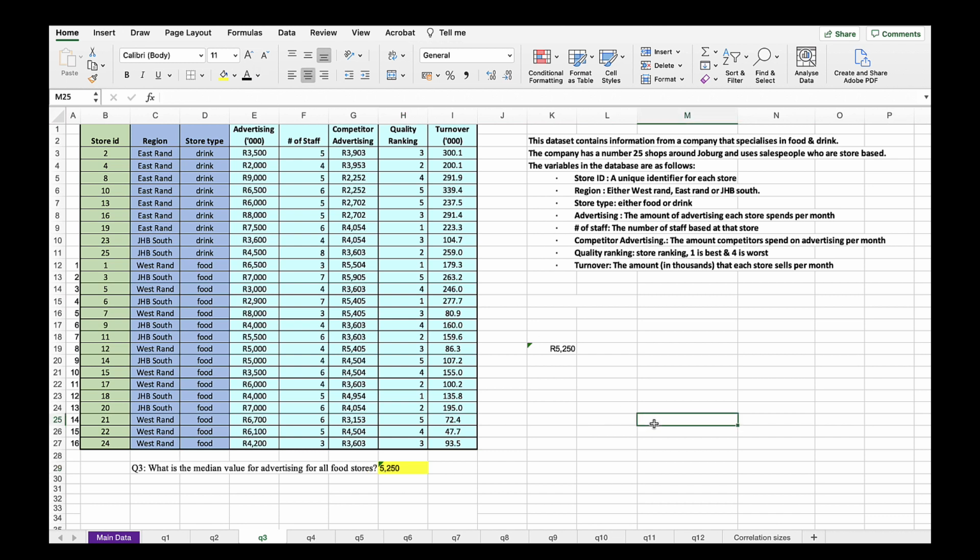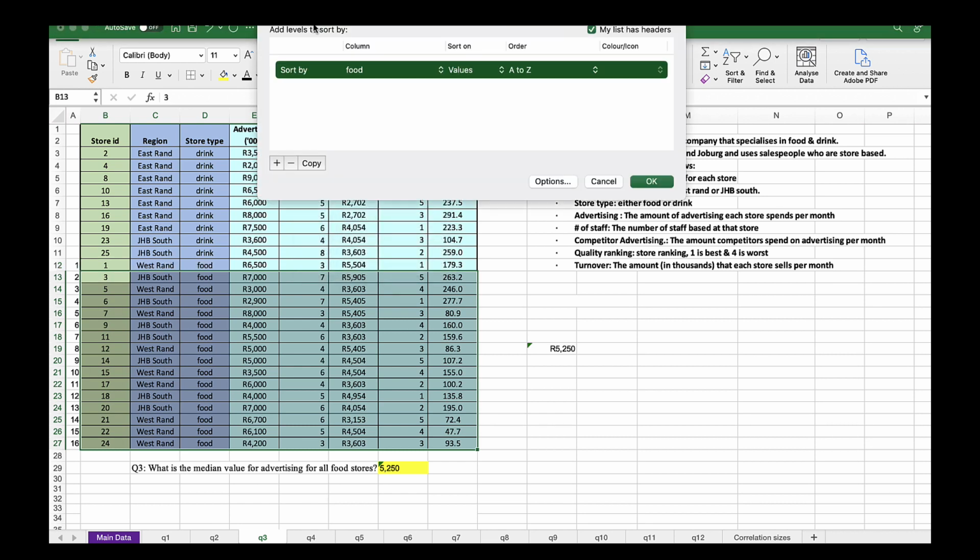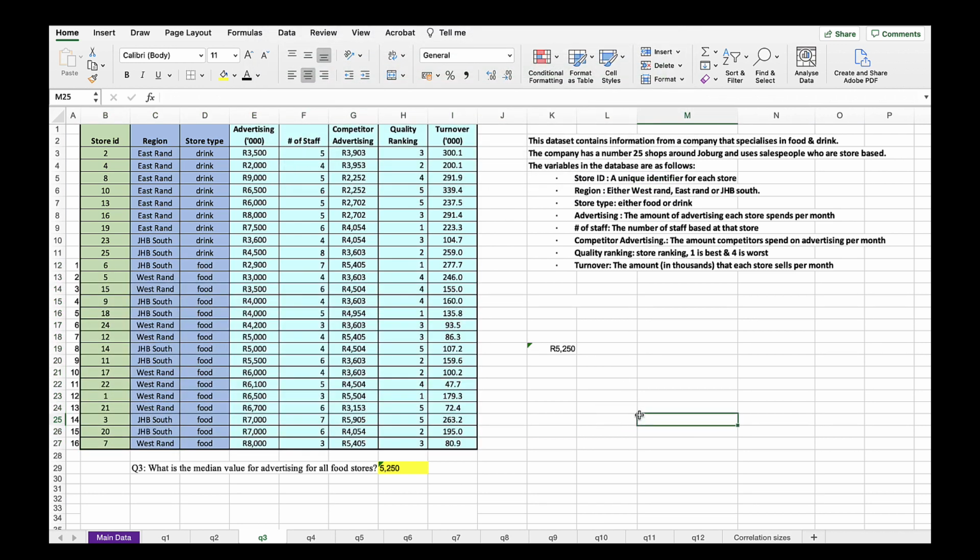As simple as that. Let me explain to you the concept of median again. The median is your middlemost point. What you want to do is find the one that's in the middle. Now, if I take just the food stores and sort these in order, so I go Data, Sort, and I want to sort it in order of advertising, and my advertising one is in column E, so I'm going to sort it by E. So I've sorted it first. I want to find the middlemost one. How do I do it?